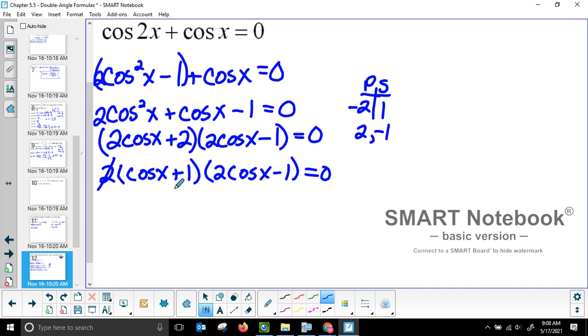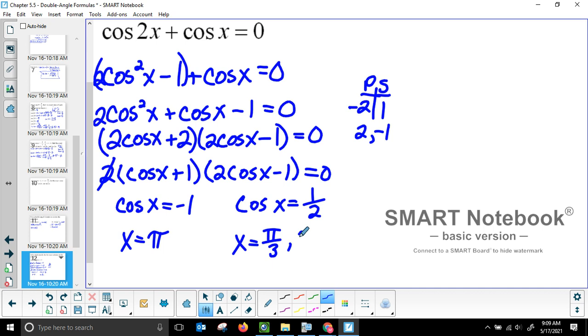All right, so now whenever we have multiple factors set equal to 0, we set each factor equal to 0 and solve. So here, cosine of x would equal negative 1. And here, cosine of x would equal 1/2. Now it wants us to find all of our solutions on the interval 0 to 2 pi. So that's radians, right? These are unit circle values, of course. So here, x will equal pi. That is where our cosine is negative 1. And over here, x will equal pi over 3 and 5 pi over 3.